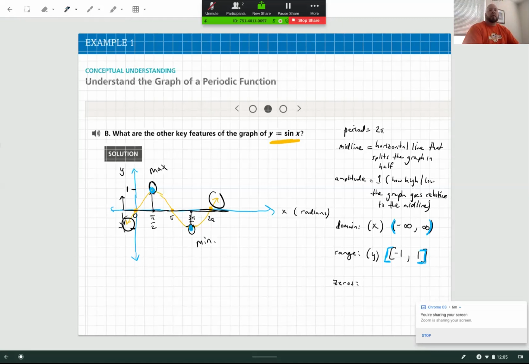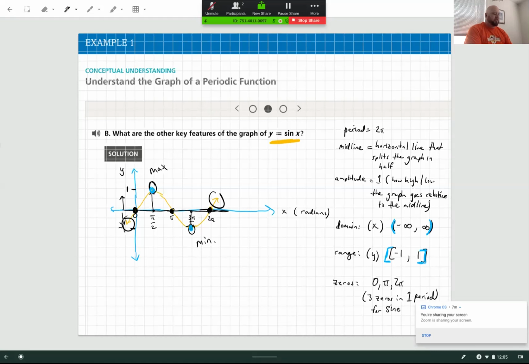And zeros is another topic that we've talked a lot about this year. Zeros happen when the graph is touching the x-axis, and that happens at 0, it happens at pi, and it happens at 2 pi. So we have zeros at 0, pi, and 2 pi. So we have 3 zeros in one period for a sine graph. I'm not sure if you can see that. Let me write that last word, sine, again, a little bit bigger. That's true for a sine graph.